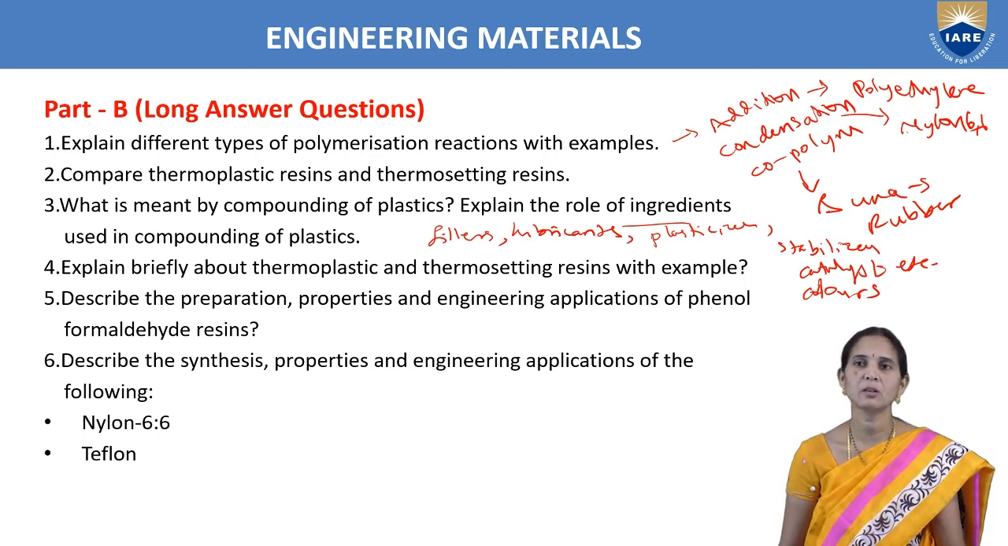Explain briefly about thermoplastic and thermosetting resin with example. We have to write what is thermoplastic resin, what is thermosetting resin. Already we know what is thermoplastic resin, and these are the soft plastics. Means these are like forming polymer chains with weak bonds. Thermosetting resins, these are forming with strong covalent bonds. Thermosetting resins, example bakelite. Next, describe preparation, properties and engineering applications of phenol formaldehyde resin.